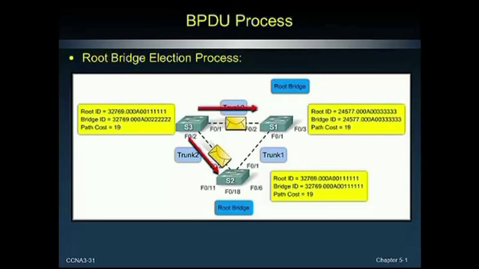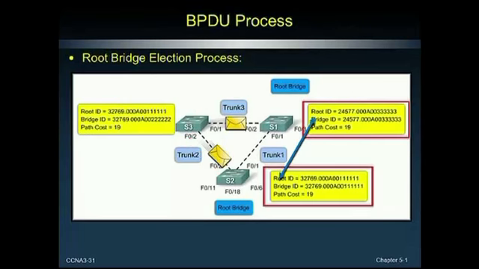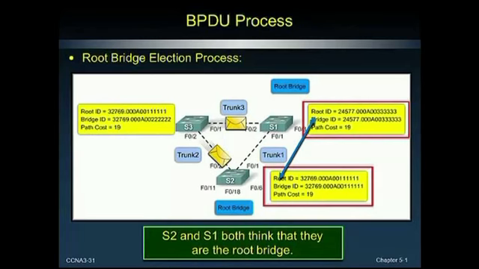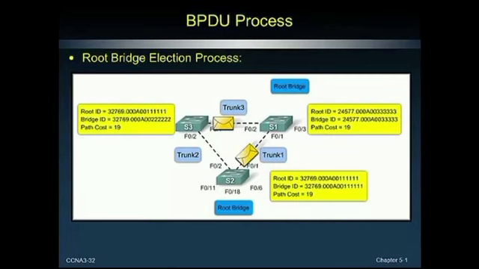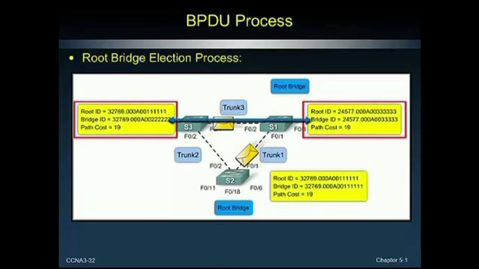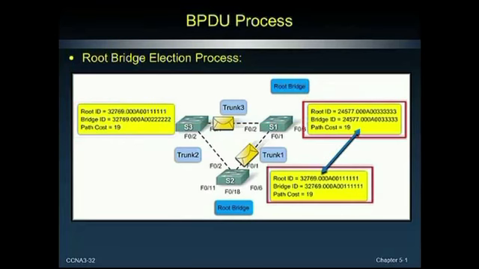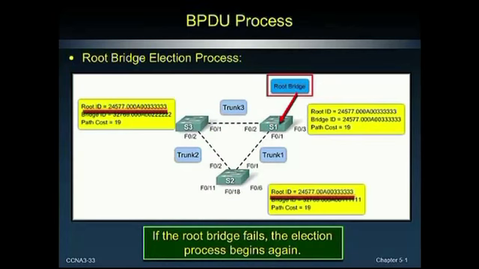Then S3 sends packets to S1 and S2. S2 and S1 both think that they are the root bridge. Then S1 is going to send packets to S3 and S2. And S3 recognizes S1 as the root, and S2 recognizes S1 as the root. If the root bridge fails, the selection process begins again.